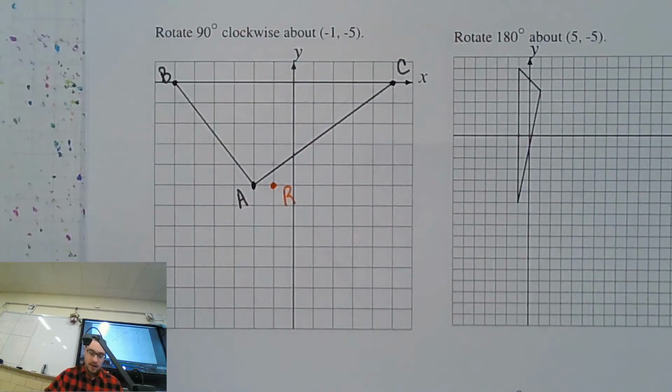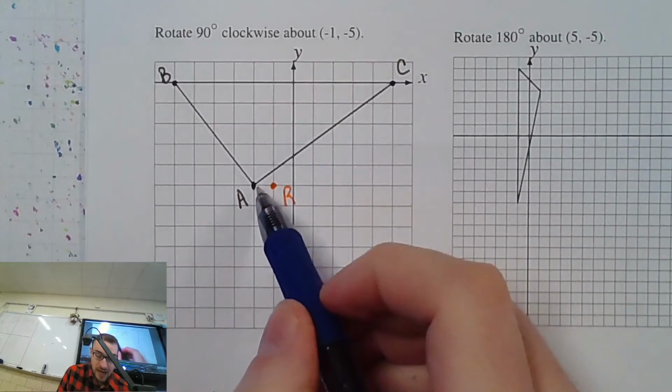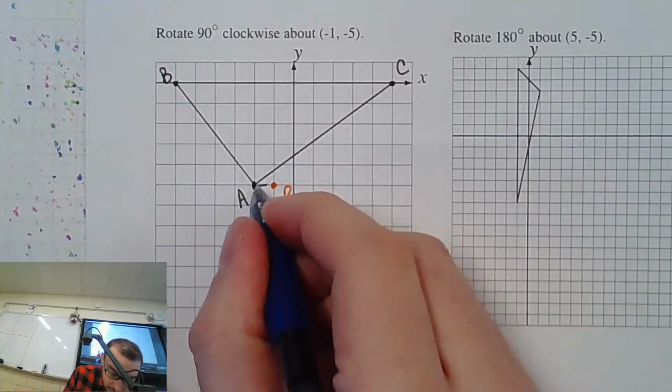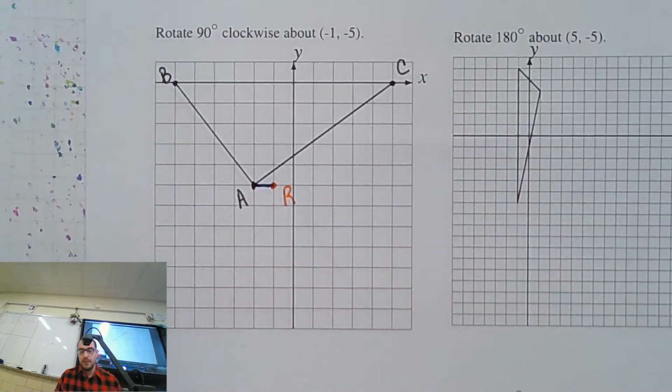Good job. All right, so now we're going to rotate about that. So how's this going to work? Well, it's the same thing we were doing before. It's just we're all going to draw our L's towards this point instead of the origin. So A is really easy to do. You don't even need an L. You just need one stick. We're going to rotate this clockwise 90 degrees.